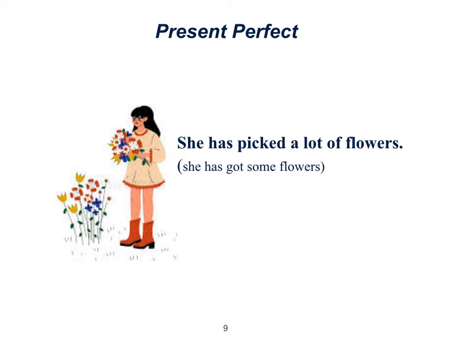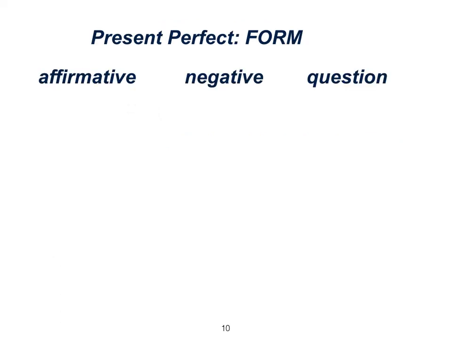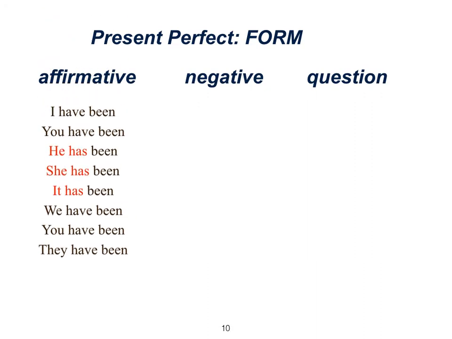How do we form the present perfect? Well, you probably have seen that it is made of two verbs, the auxiliary have and the past participle. So subject, auxiliary have or has for the third person, and been, the past participle.